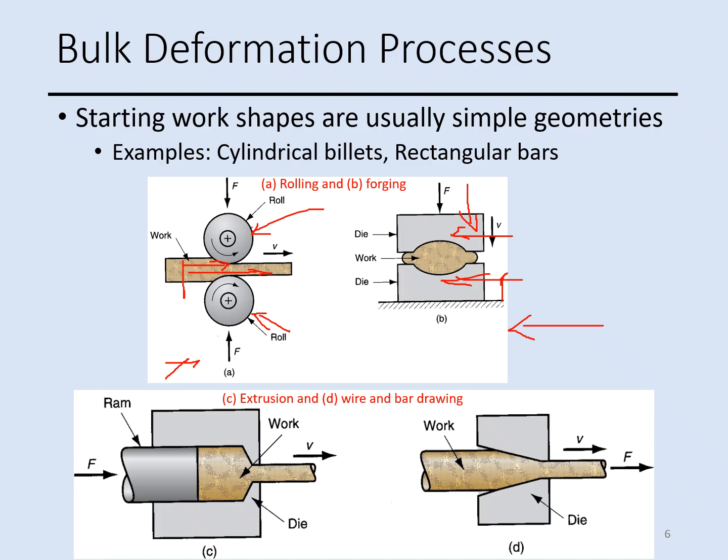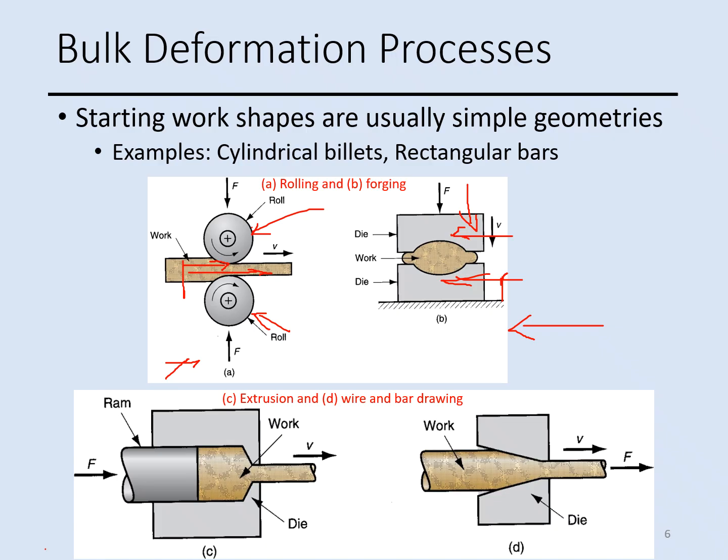And the die shapes are imparted to the workpiece. The forging, traditionally, is a hot working process, but there are some forging processes that are performed in a cold environment.